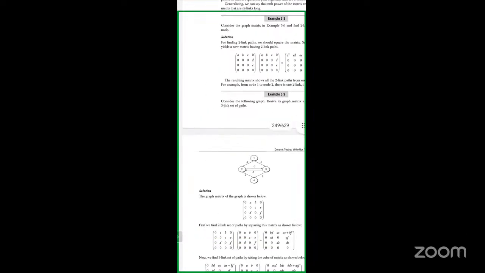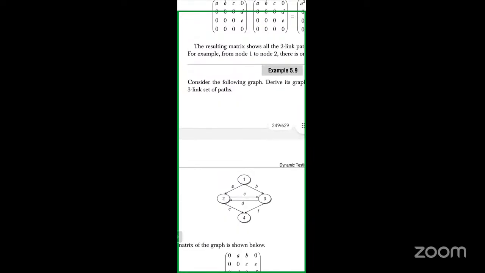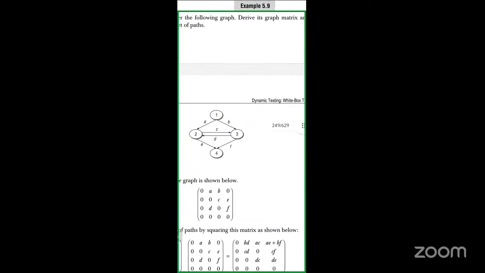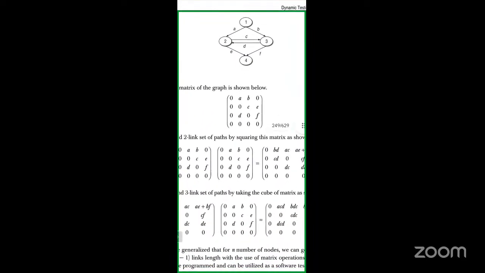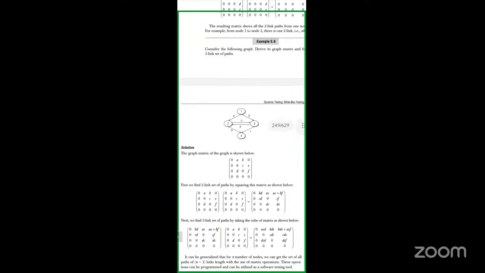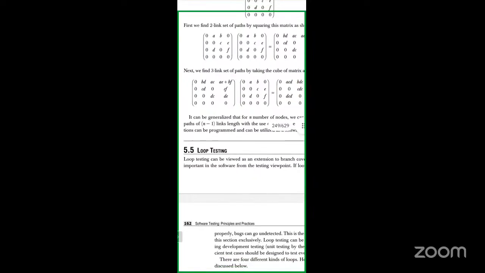So for this graph, what they are asking is: consider the given graph and derive the graph matrix. Again, we have to go for the graph matrix, then we have to go for the squaring of that matrix. From this figure, you can draw the graph matrix, and then you have to go for squaring of the matrix.